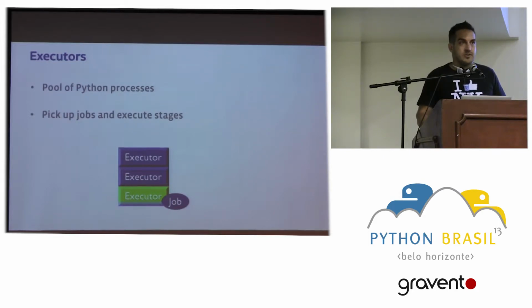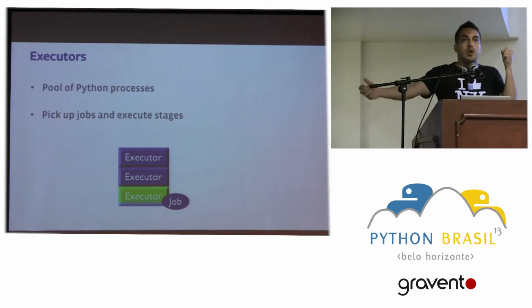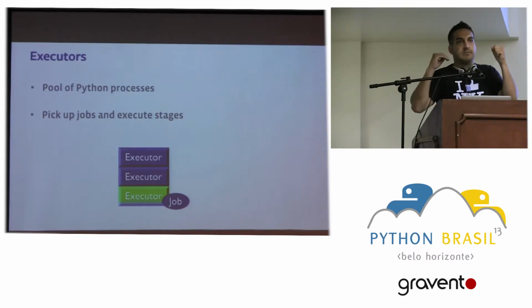I mentioned executors before. So executors are basically just a pool of Python processes that we have on our infrastructure. Depending on how many jobs we have on the load, we can scale the number of executors as needed. The purpose of these executors is to pick up jobs from a queue and execute the stages that we saw before. So it will pick up the job, load the state from the database, and know, okay, this job is this far down, and I need to execute it from here.